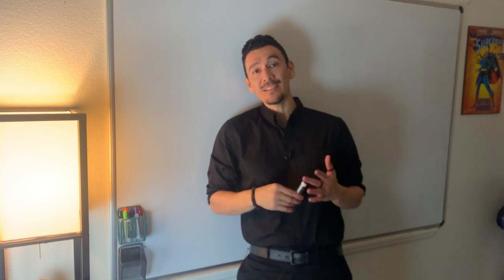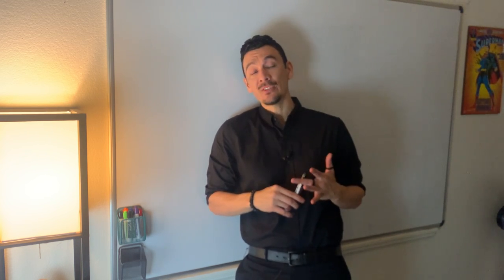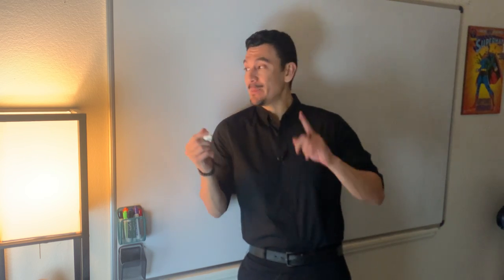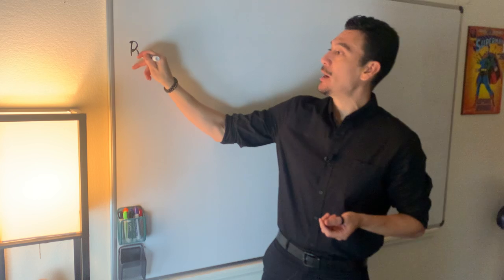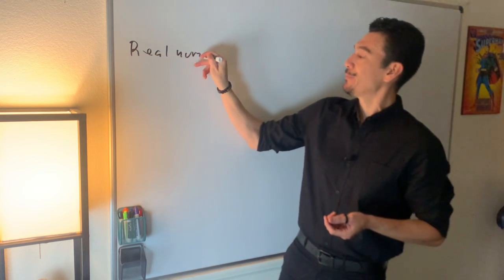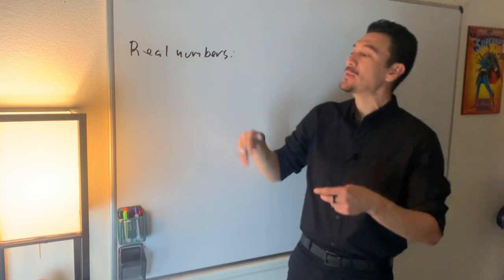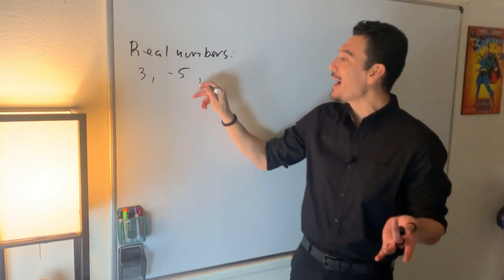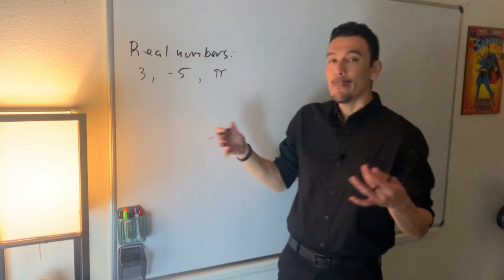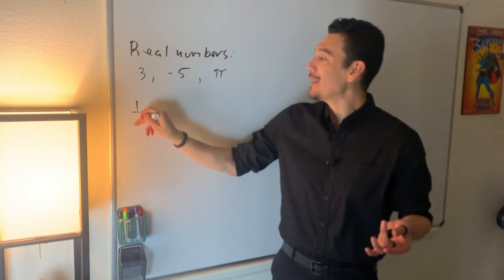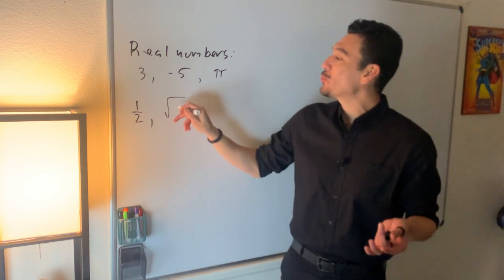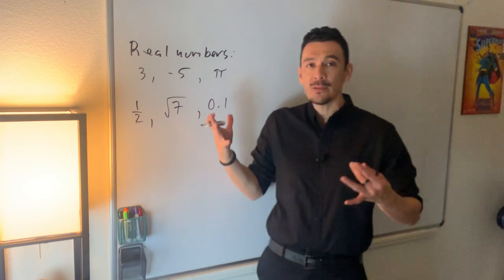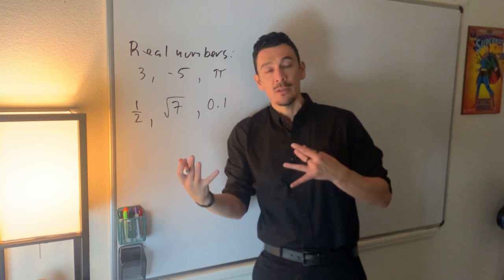Okay, guys, so this is a brief recap of section 10.1, which is on polar coordinates. Let's begin by recalling some real numbers. Here are some examples of real numbers: 3, -5, pi. Pi is a real number. How about 1/2? The square root of 7, 0.1. These are numbers that are called real numbers.